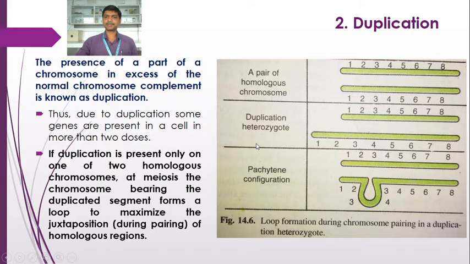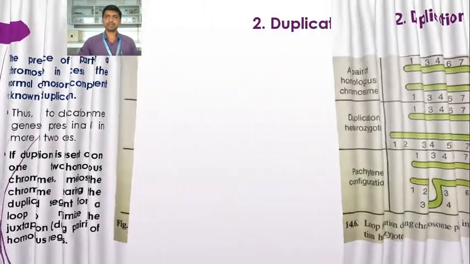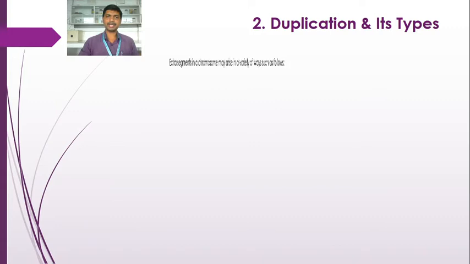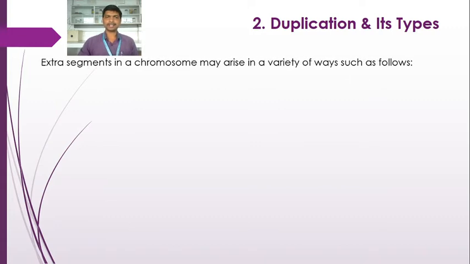The presence of a part of a chromosome in excess of the normal chromosome complement is known as duplication. Okay, now the duplication and its types. There are various types of duplication. The extra segments in a chromosome may arise in a variety of ways. These are the types of duplication.